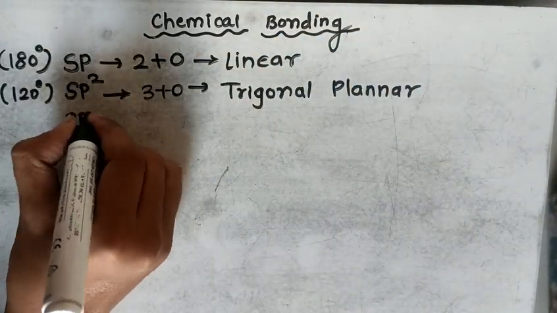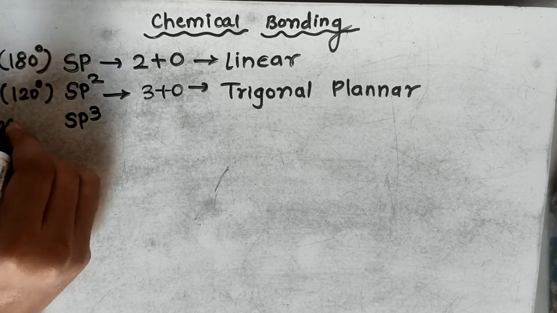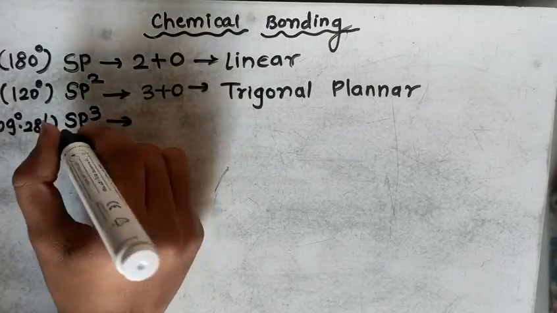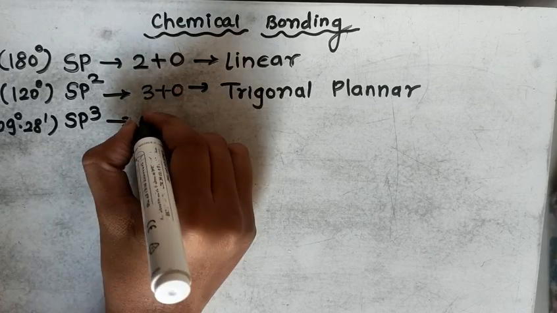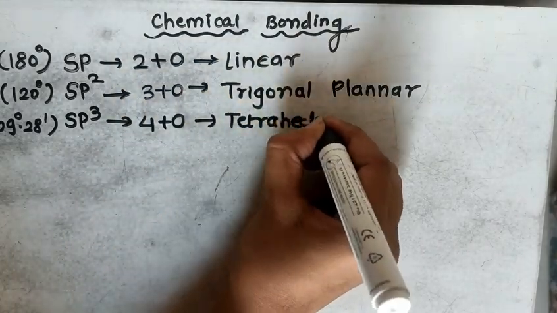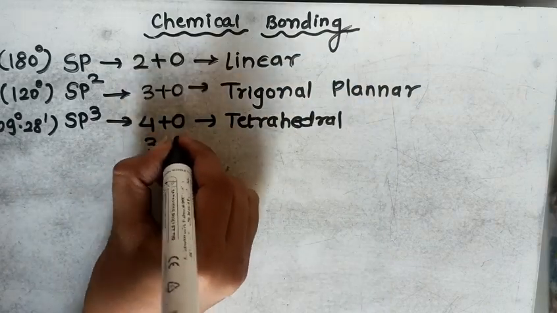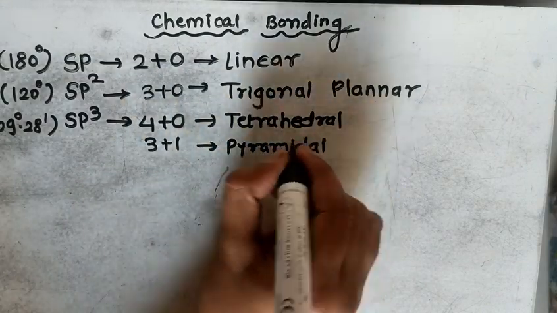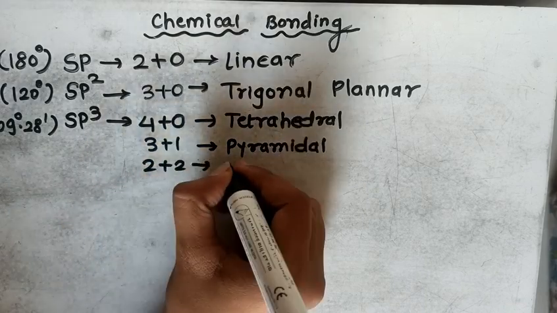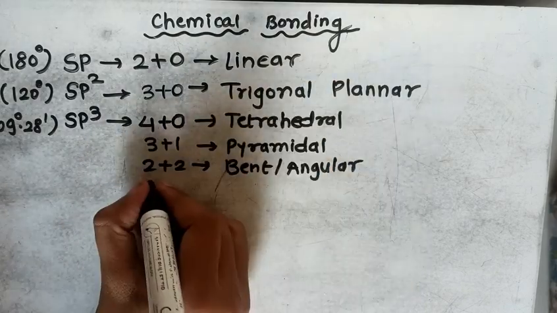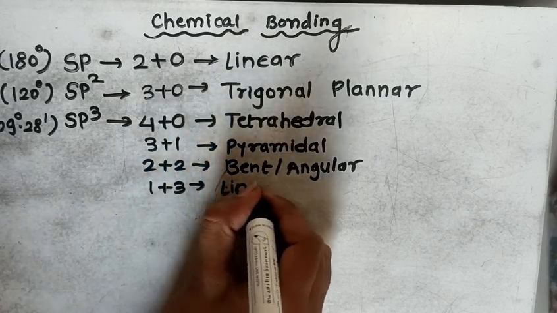Next is sp3. Bond angle is 109.28. Here it is 4 plus 0. That is the tetrahedral. 3 plus 1, that is the pyramidal. 2 plus 2, which is bent or angular. And 1 plus 3, that is the linear.